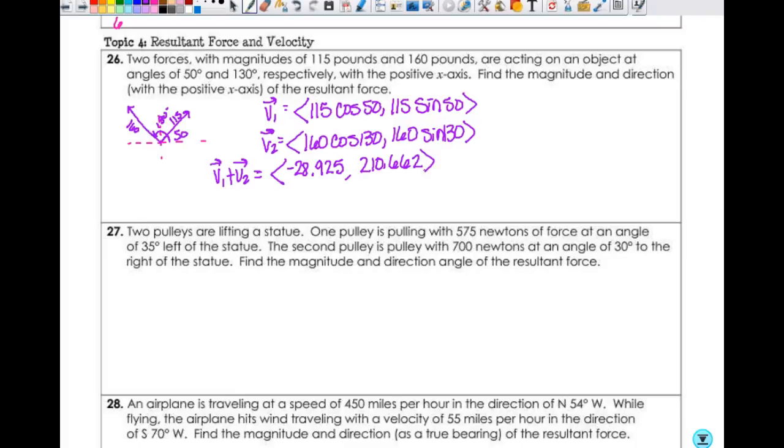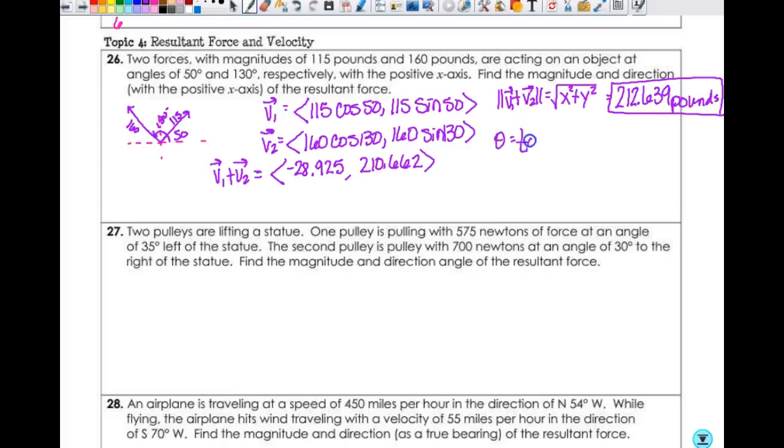Then I have to find the magnitude, right? So to find the magnitude of V1 plus V2, that's equal to the square root of x squared plus y squared in your calculator. You literally type that in. As long as you stored your numbers, you are good to go. And you are going to get 212.639 pounds. That's your resultant force, rather.